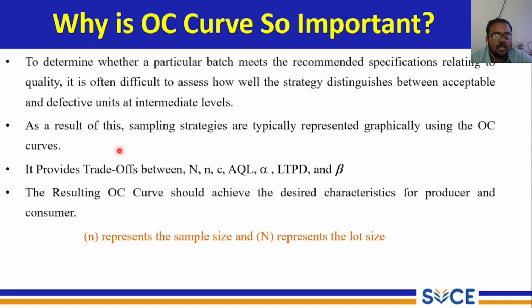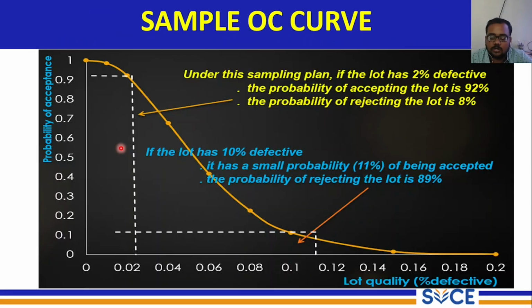And it also has that limitation that there is a producer's risk, which is called an error, and there is a consumer's risk, which is also an error of receiving a bad lot, and the producer's risk, which is the probability of rejecting a good lot.